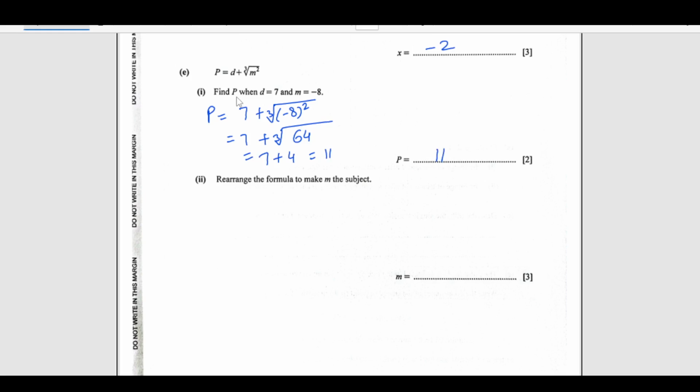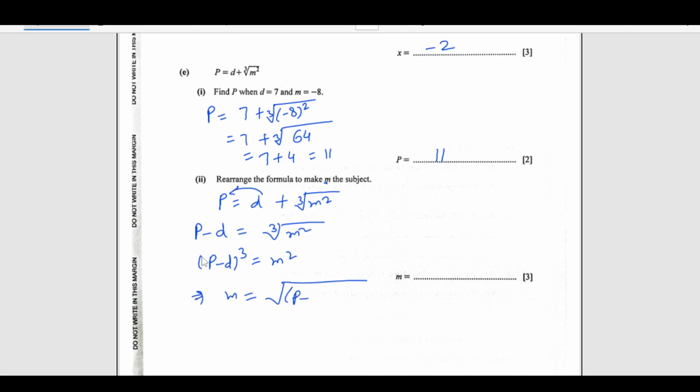Rearrange the formula to make m the subject. Now we have p equals d plus cube root of m squared, right? So now we want m the subject, so shift everything else to the other side. So p minus d equals cube root of m squared. Now cubing both sides, we have (p minus d) cubed equals m squared. So from here we will take the square root of that. So m is going to be the square root of (p minus d) to the power 3. So that is the answer, (p minus d) to the power 3, and the square root, right?